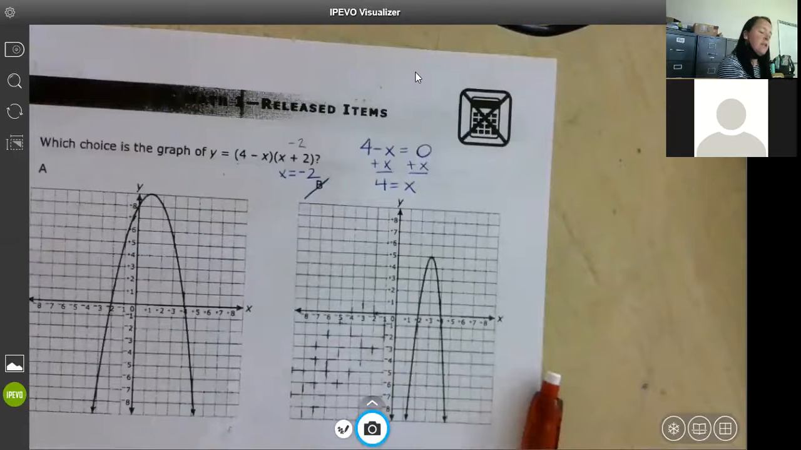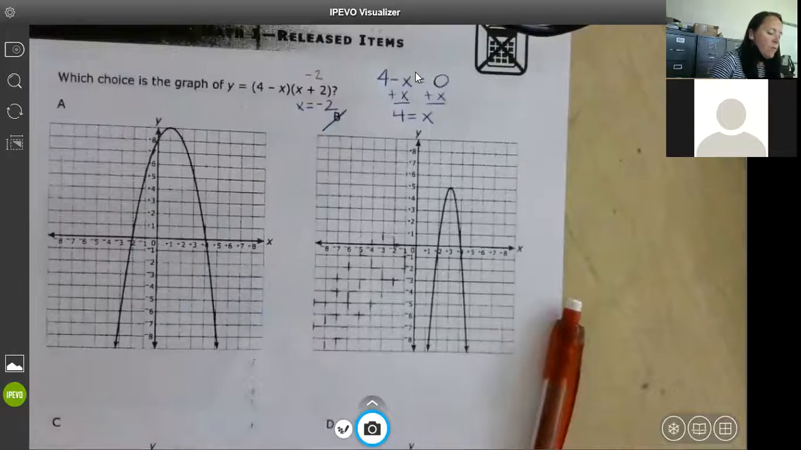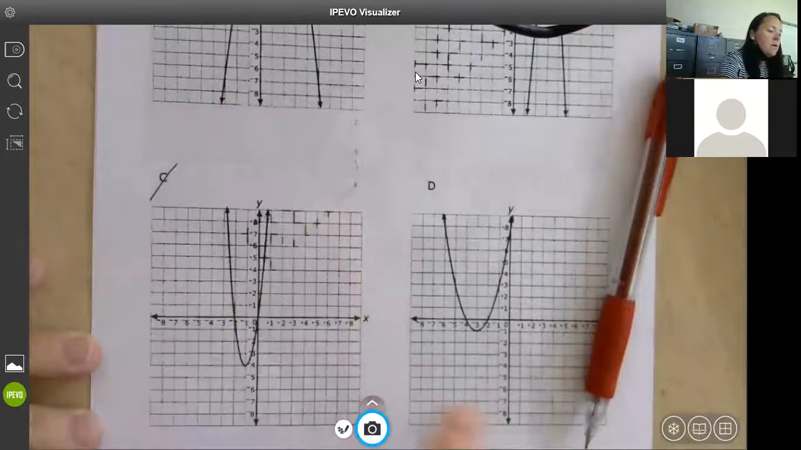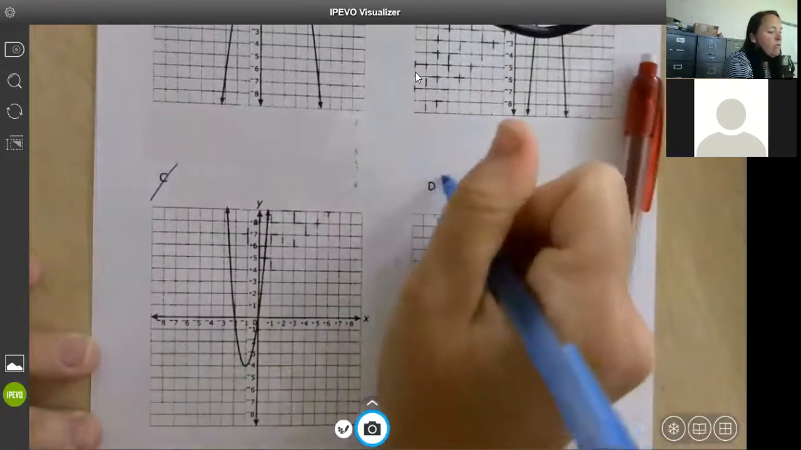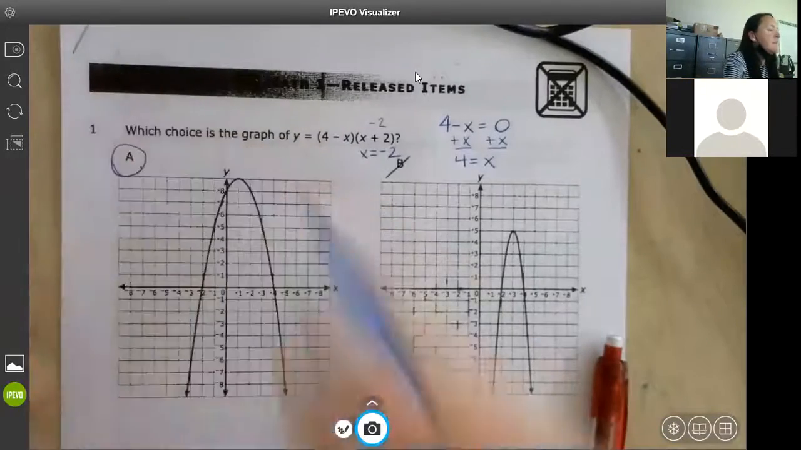All right, so I definitely need it to go through 4. So this very first one goes through 4. C does not go through 4. And D does not go through 4. So our only answer choice that we could have picked is A.